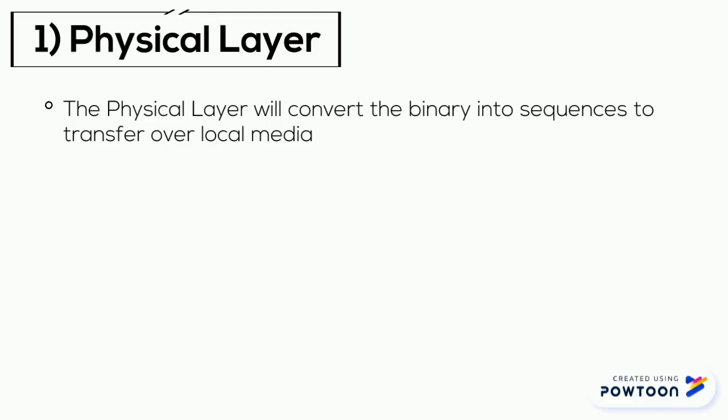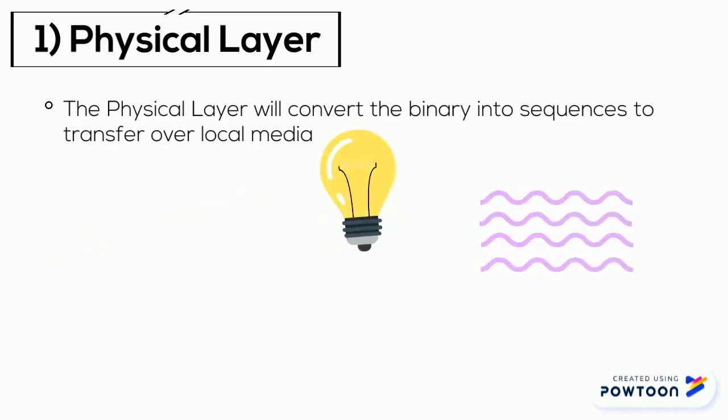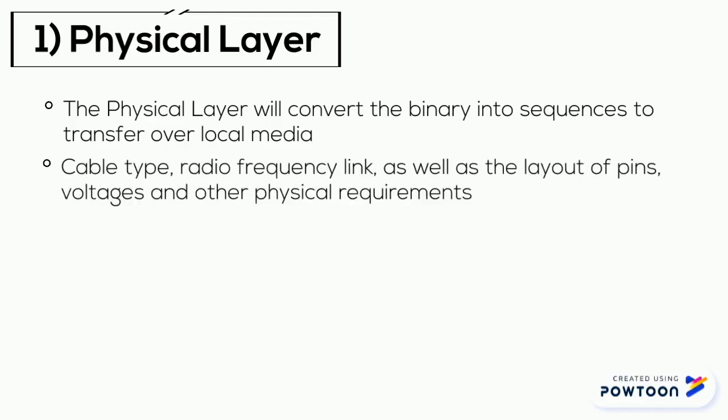It can be an electrical signal in the case of a copper wire or LAN cable, a light signal in the case of an optic fiber, and a radio signal in the case of air. This layer represents the electrical and physical representation of the system. This can include anything from the cable type, radio frequency link, as well as the layout of pins, voltages, and other physical requirements.